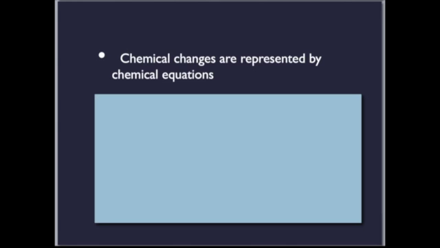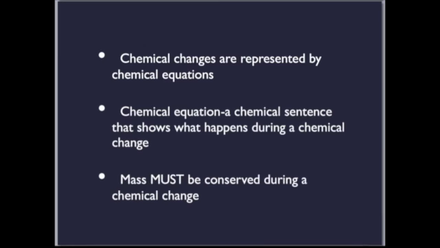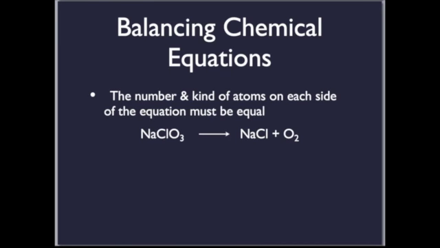Some key things to remember is that chemical changes are represented by chemical equations, and a chemical equation is a type of chemical sentence that shows what happens during a chemical change. Now, during a chemical change, mass must always be conserved. That means however many atoms I started with, that's how many I have to have when I'm done. And whatever kind of atoms I started with, that's what kind I have to have when I'm done. Now, because of this, chemical equations must always be balanced. So we're going to look at how to balance chemical equations.